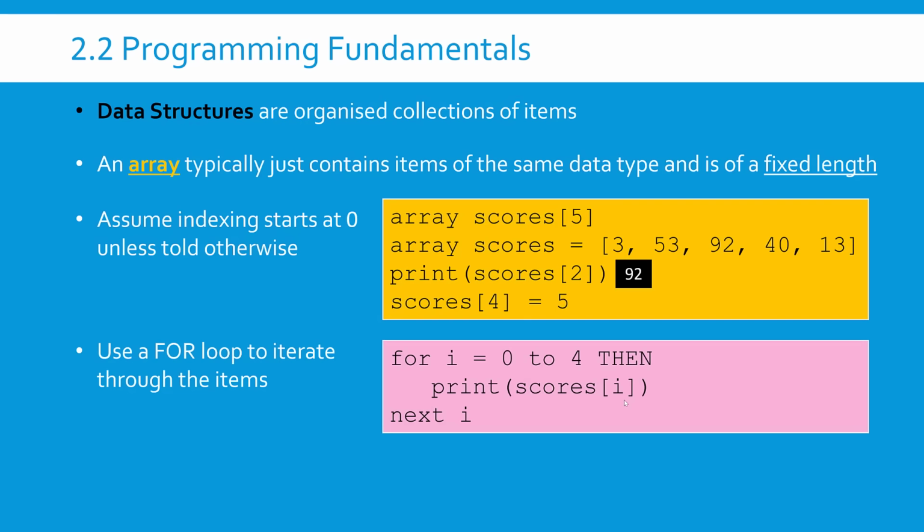If you need to go through all of the items in your array, use a for loop, something like this, where you start with the index of 0 and keep going until you are 1 less than the size of your array. And then you can index using this variable, which is I in this case, and it will show you all the items in that particular array.